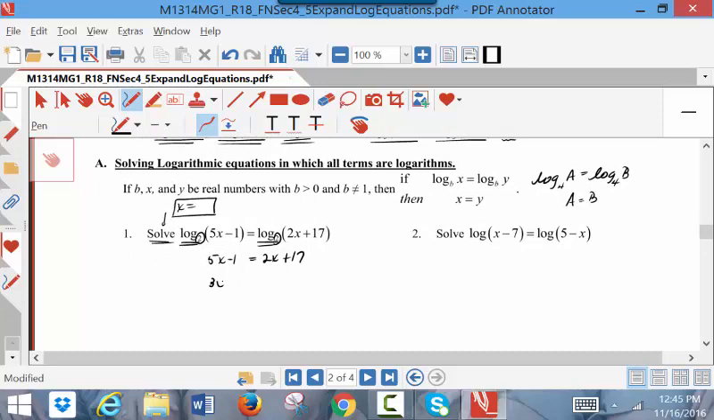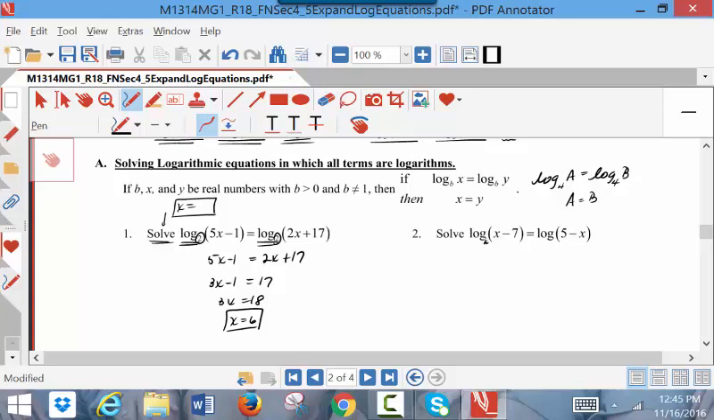Subtract 2x from each side. Add 1 to each side, and divide by 3. There's your solution. So if one logarithm equals one logarithm, then you can set the arguments equal to each other to solve. Number 2 here is exactly the same.